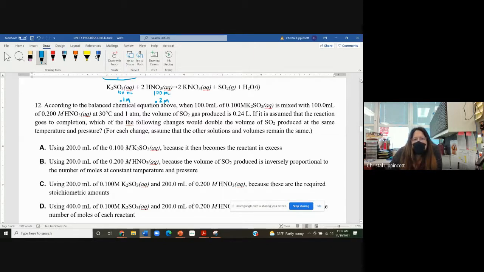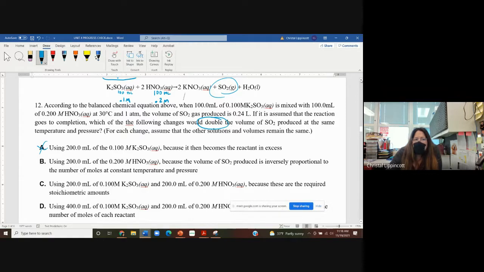When we wanted to, they wanted to double it, I believe, if I'm remembering this one correctly. Double, yep. So we want to double this amount here. So what would do that? Well, if I doubled this guy and I didn't touch him, then I'm going to run out of this first and I'm never going to double this because I didn't increase this at all. So I'm getting rid of that.